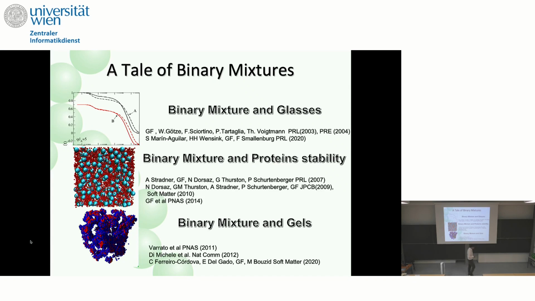And this is also work partially I did with Emanuela, in which we looked at the idea of not doing single gels, but double gels. And the idea is to play with the binary mixtures. Why am I talking about this? Because the first part of my talk will be on binary mixtures.